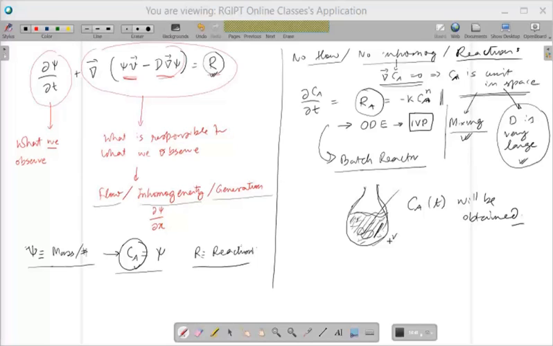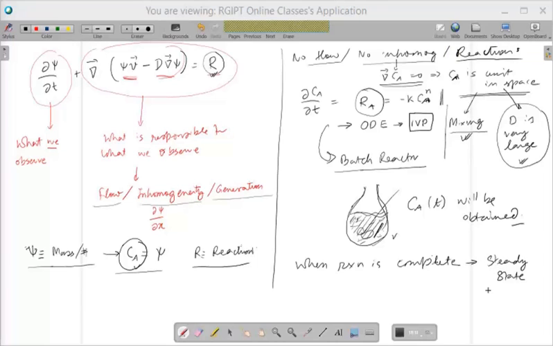When the reaction completes, del Ca by del T will be zero. When all the A is consumed, del Ca by del T will be zero, and you will have a so-called steady state in this case also, when the reaction is nearly complete. So when the reaction is complete, then there will be steady state.